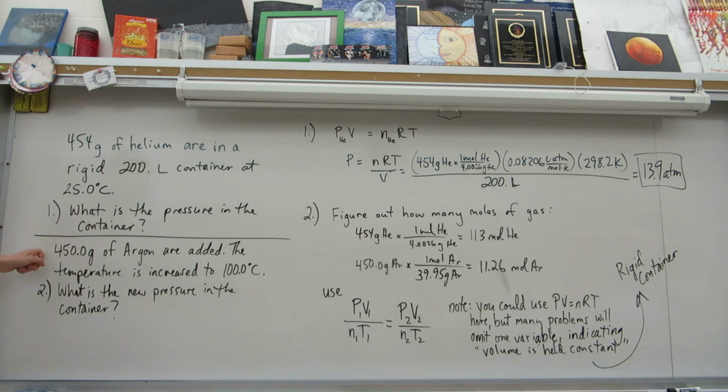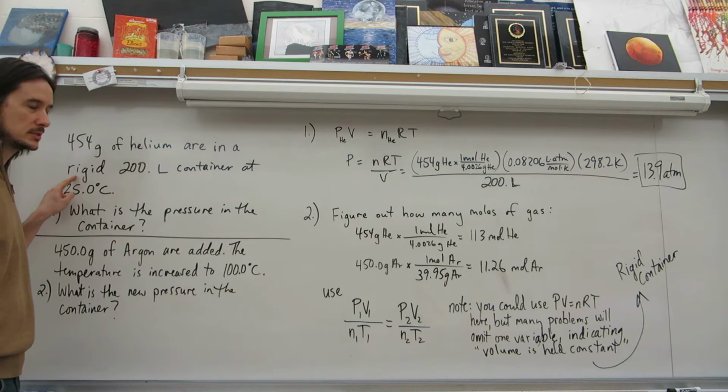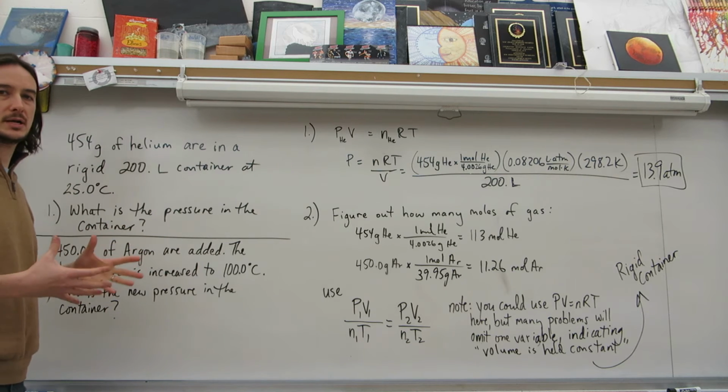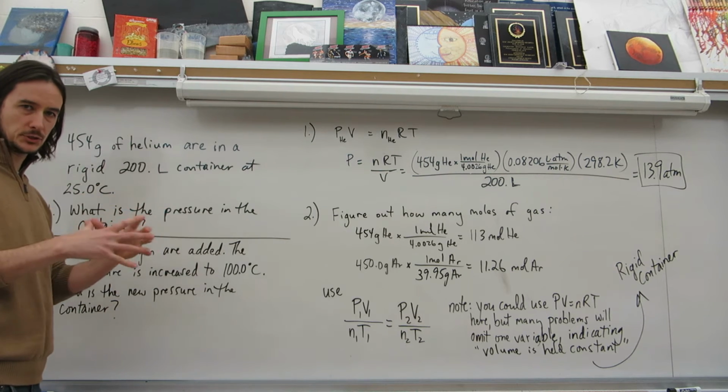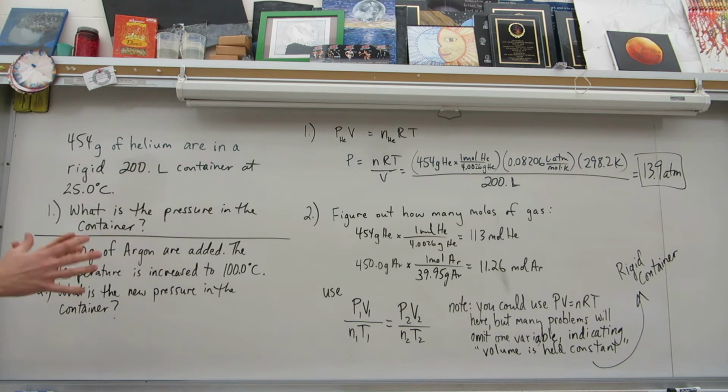Okay, so then we take 450 grams of argon and put them in the same container. It told you that the container was a rigid container. You should get used to that with gases, because it just means that the volume's not going to change even if the pressure increases, right? Other containers might expand or shrink.